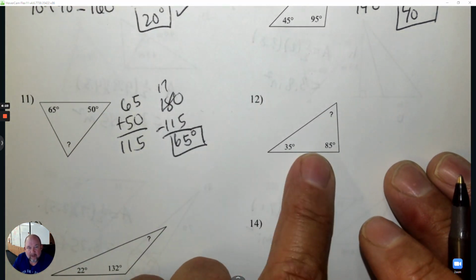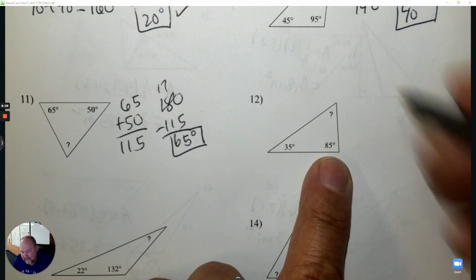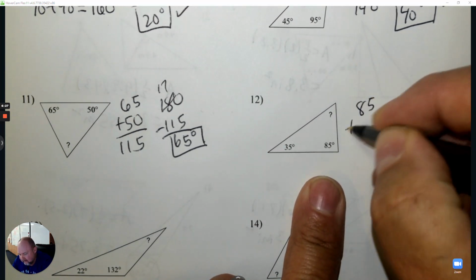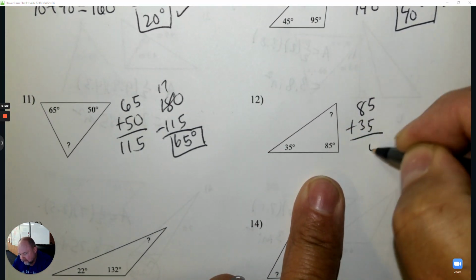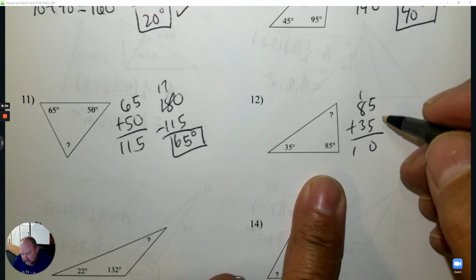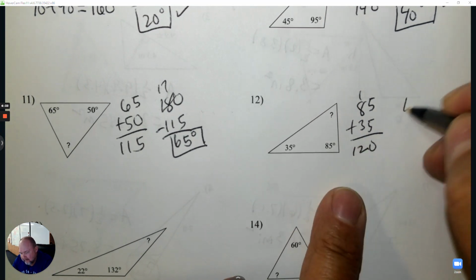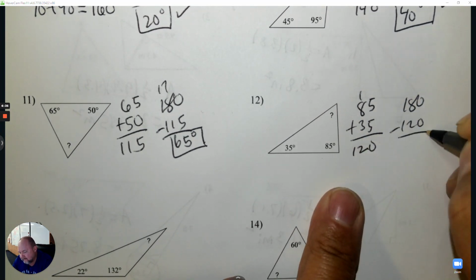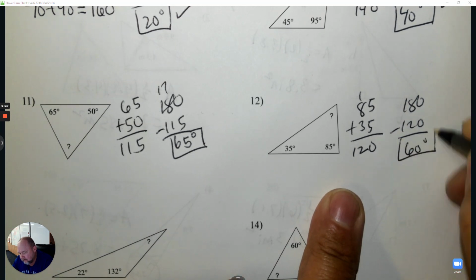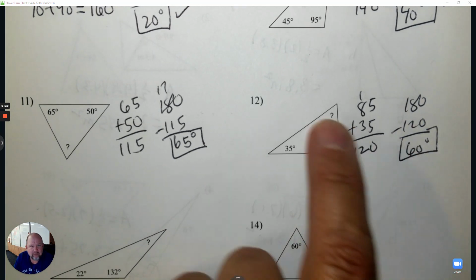Number 12. I want to find that missing angle, so I'm going to add the two angles that I see together. Then I'm going to subtract that from 180. And so the angle that's missing up there is 60.